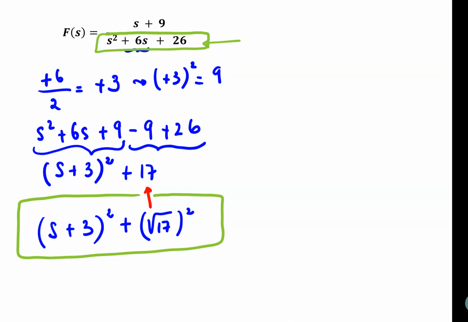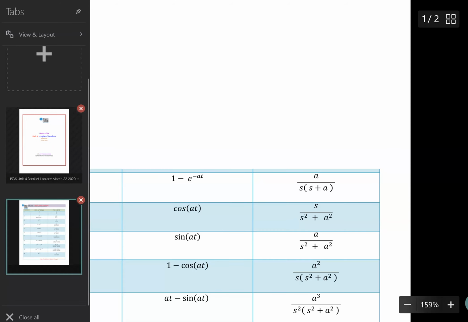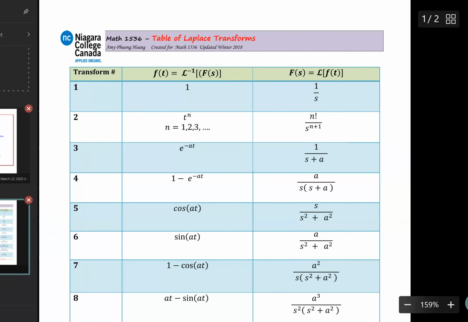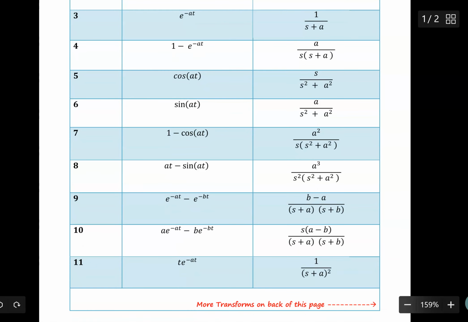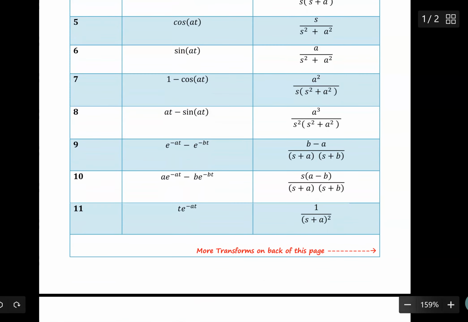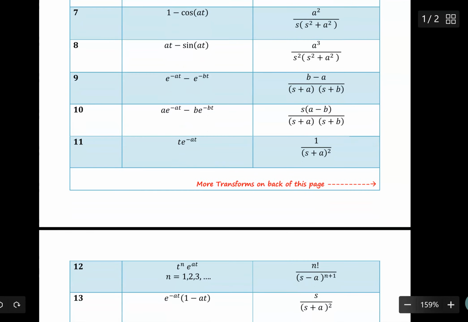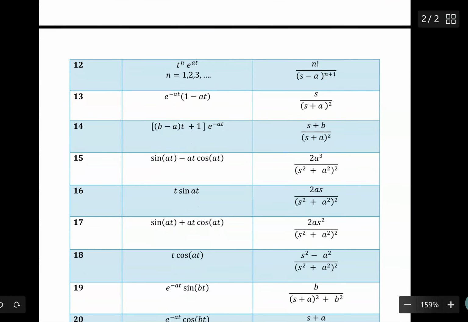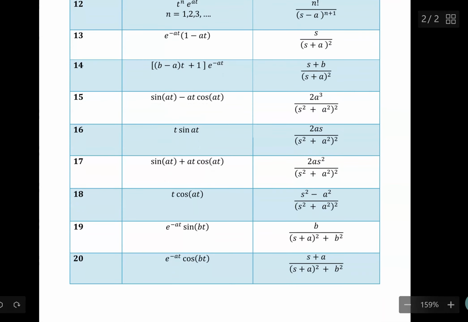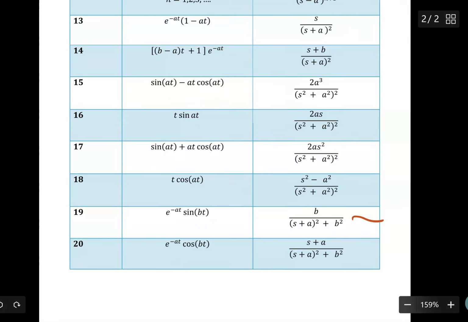And before we go any further, I would like to draw your attention to the Laplace transform table. On this Laplace transform table, we are going to look at this column, and go down the list to look at the statement where we have the denominator as the sum of two squares. But one of those terms has to be a binomial. So in this case, I found transform number 19 and transform number 20.